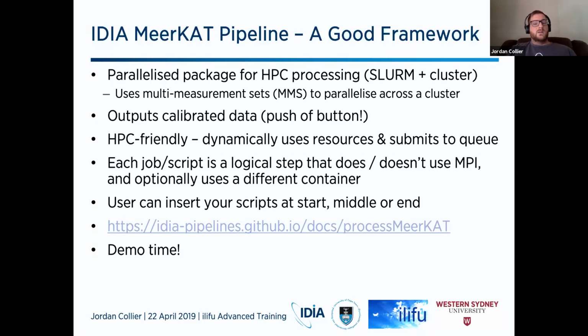So I guess it's a good framework in that it's a parallelized package for HPC processing. It uses a particular format called a multi-measurement set. This is the file format, and this is what enables you to parallelize across the cluster. And it outputs your final data products essentially with the push of a button. And what it does is dynamically uses resources for different steps within the whole pipeline, and it submits that to the queue. And each step is its own script or job that does or doesn't use MPI, and optionally can use a different container. And then you can even insert your own scripts into any step within the pipeline.